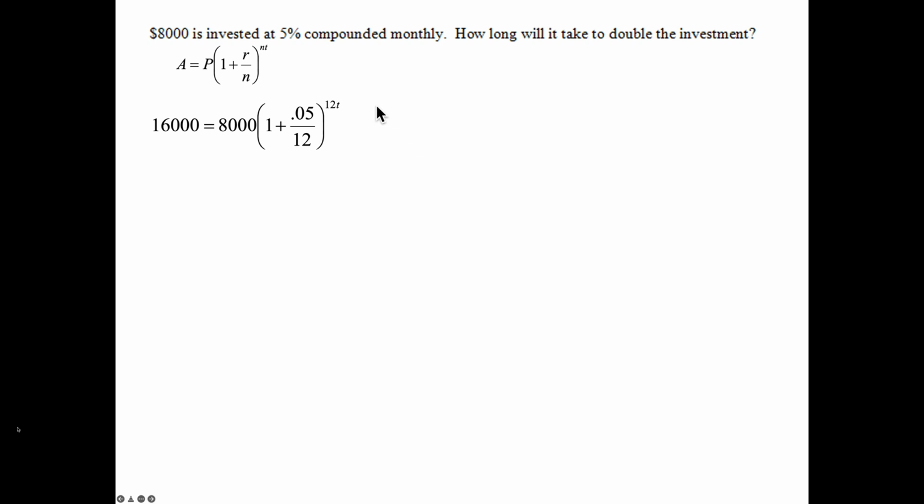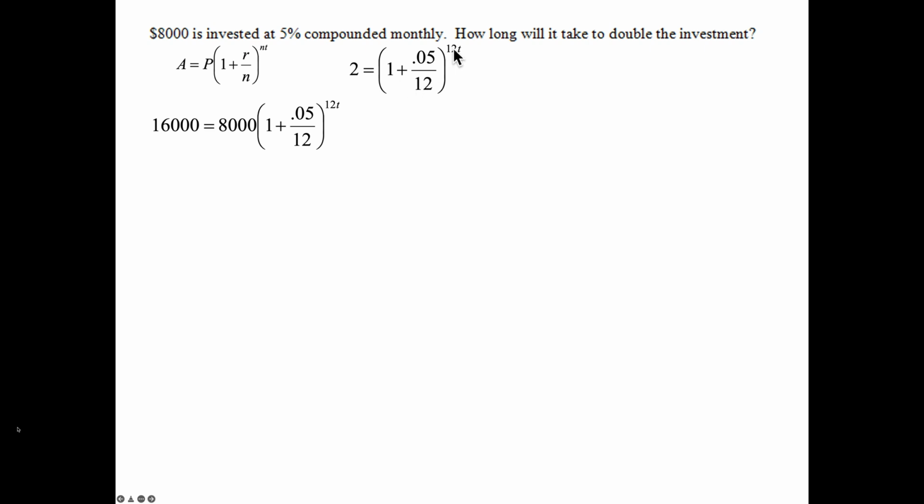Now, we want to solve for T in the exponent position, but in order for that to happen, you have to get the exponent out of the exponent. In other words, get 12T back down to base level. So in order to do that, you have to get rid of anything being multiplied to your base. So let's divide over the 8,000. That becomes a 2. And now we're going to convert this into a log to get the exponent away from the base.